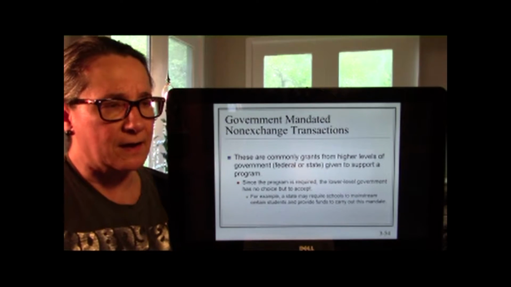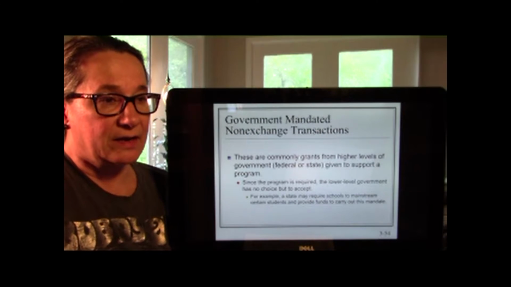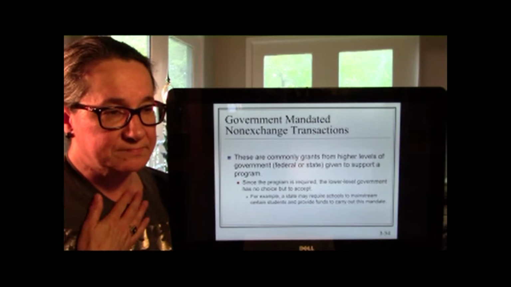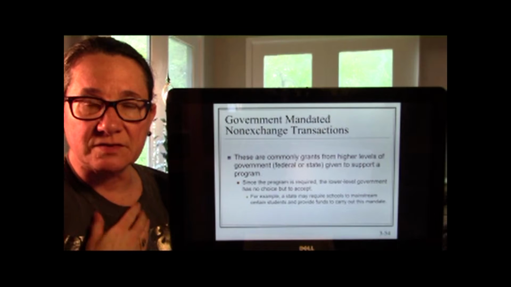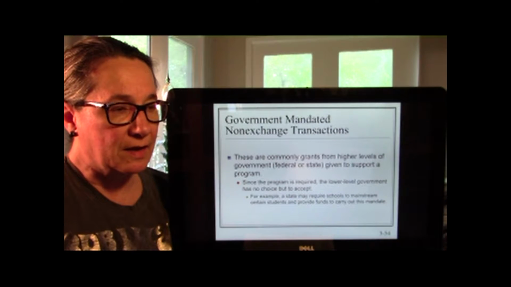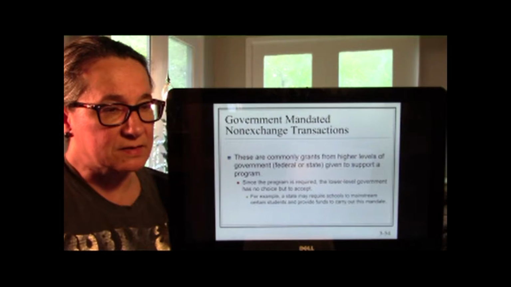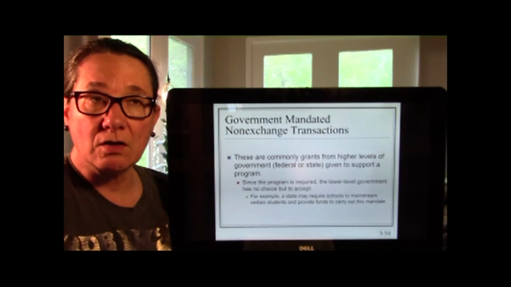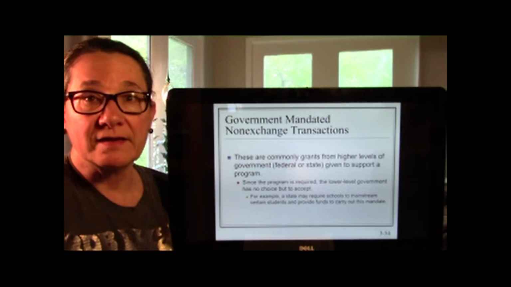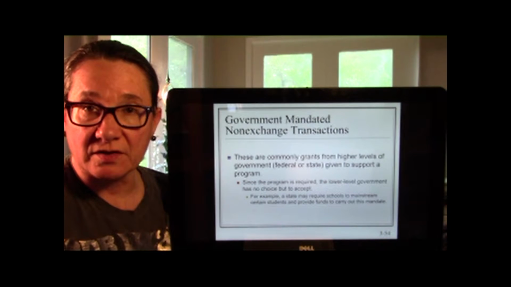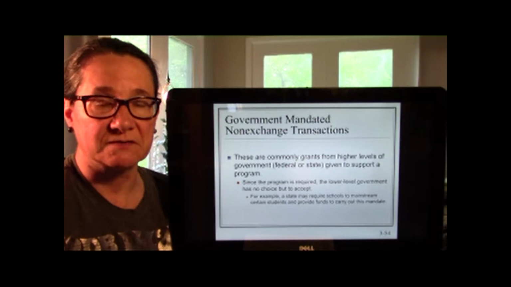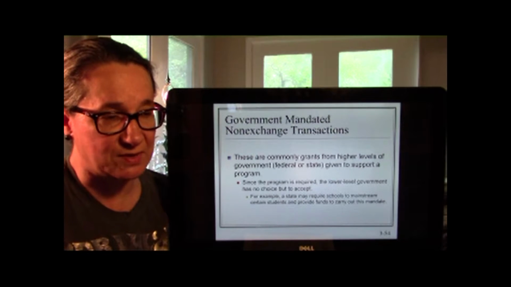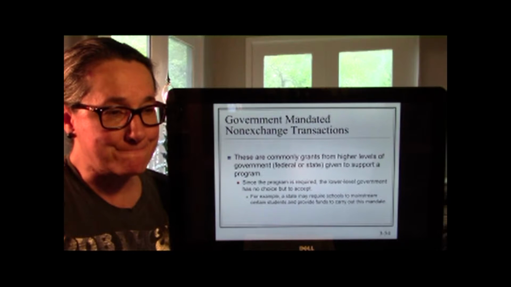All right. Now, government mandated non-exchange transactions. So we're Texas A&M Kingsville, and let's say the state of Texas requires us to give all valedictorians a $5,000 scholarship. So if a valedictorian comes to our school, we're going to give them a $5,000 scholarship. Okay, the government has mandated that on us. All right, we don't have any choice. We have to do it.